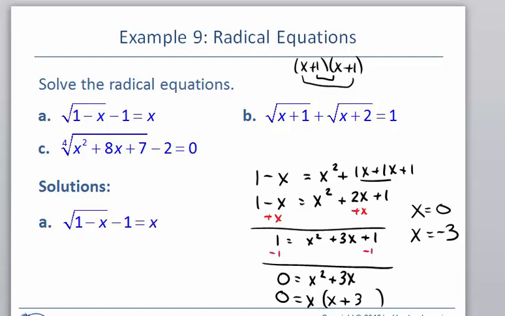All right, then we're going to plug in a negative 3 in for the x.